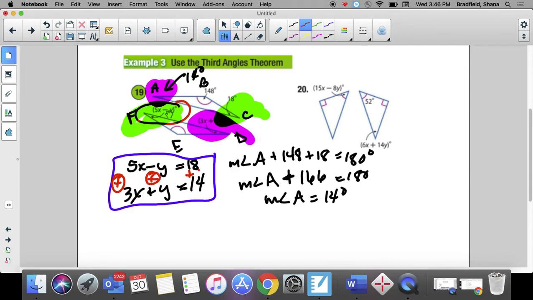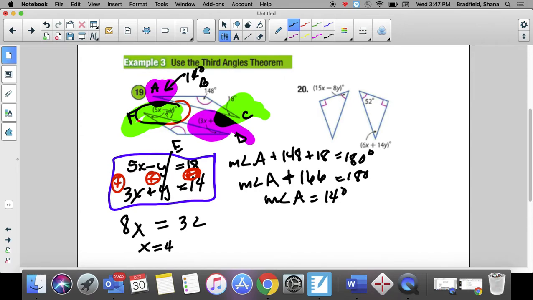So I'm going to add each of the columns. So 5x and 3x is 8x. Negative y plus y is 0, so it's eliminated. And 18 plus 14 is 32. And then I can divide by 8 to solve for x.